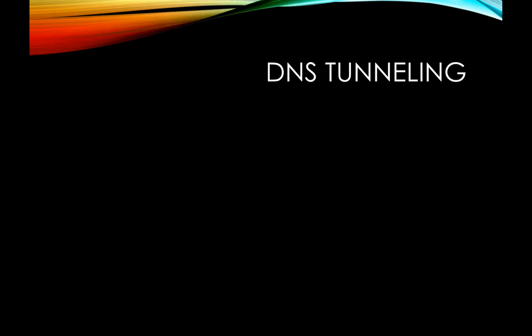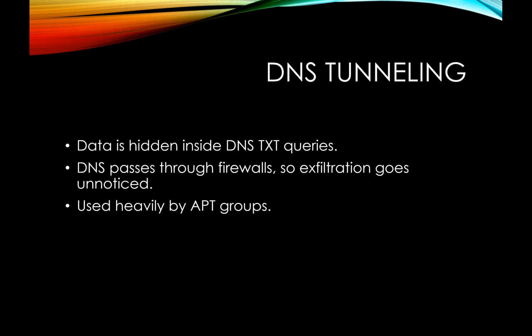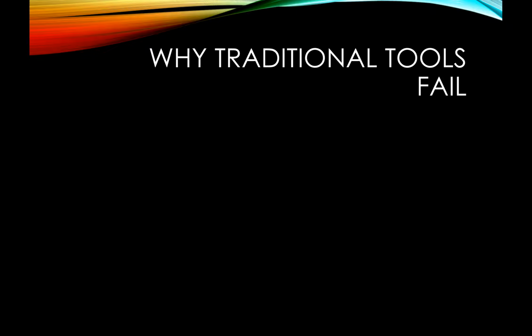DNS tunneling, as we mentioned before. DNS tunneling means hiding malicious content inside a legitimate DNS query. So DNS passes through firewalls, and exfiltration goes unnoticed. It is used heavily by APT groups, Advanced Persistent Threat groups.